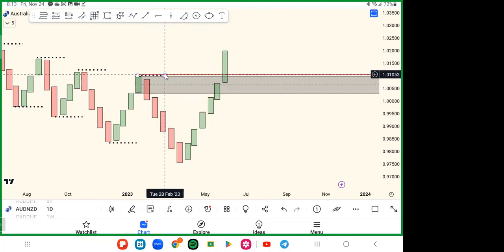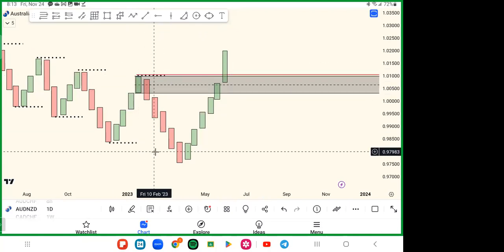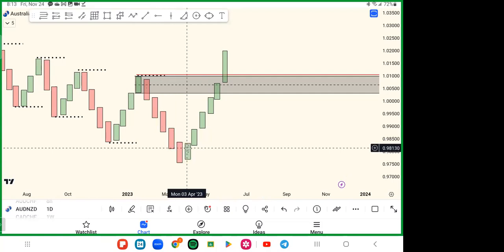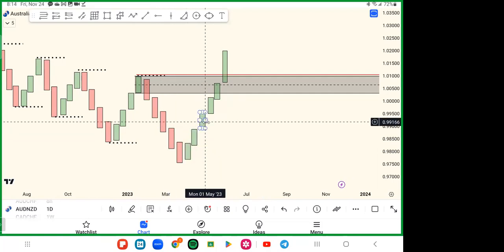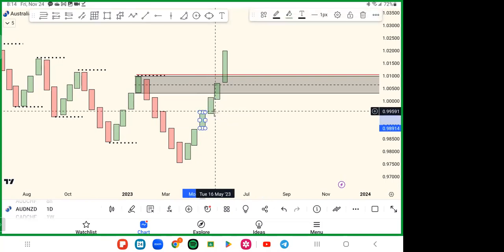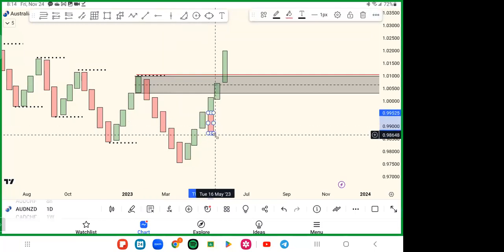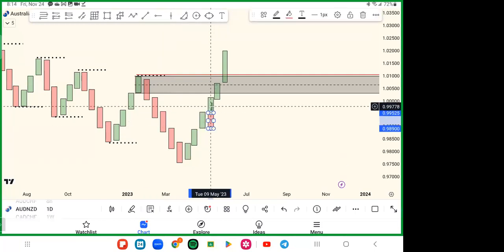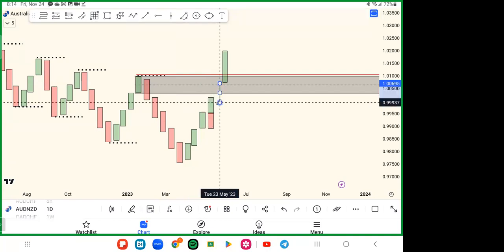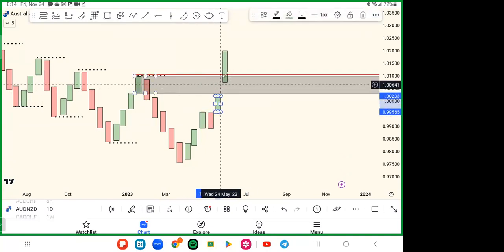I love it. So right now, let's actually change this up just a little bit. Let's make this little consolidation, little pullback here. Let's change this up just a little bit. Delete. Let's move this over. All right.